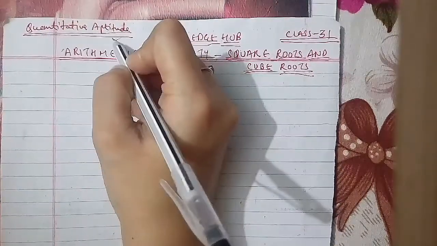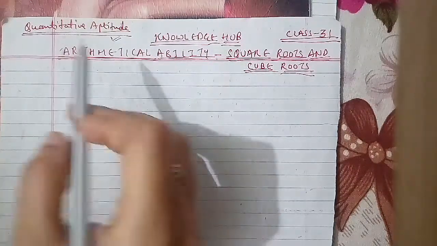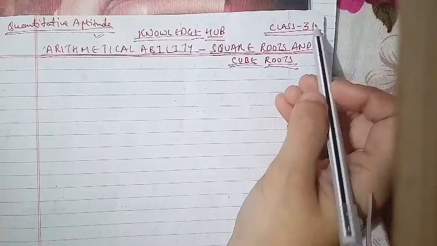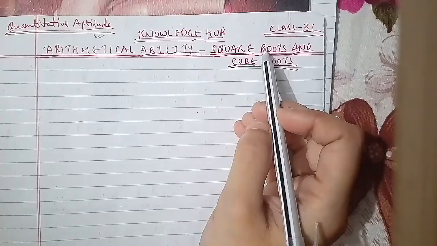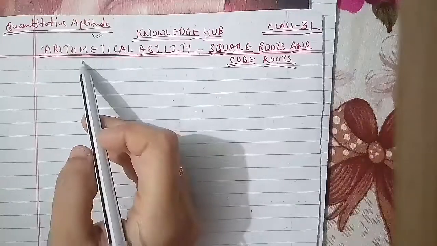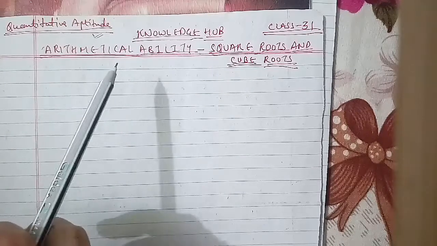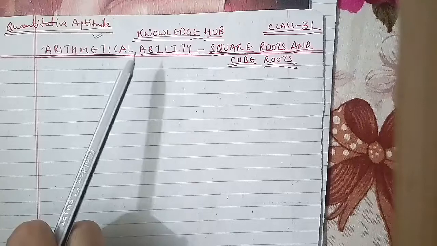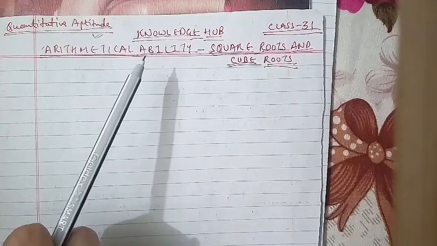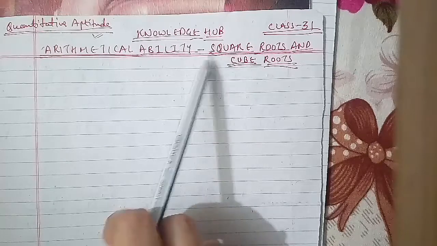Today we're going to start with your quantitative aptitude class, and that is also an important one in terms of competition. We had discussed the 30th class of quantitative aptitude, and this is your 31st class. Here we did the arithmetical ability, and we started with the first section of quantitative aptitude, where we completed operations on numbers, LCM and HCF of numbers, decimal fractions, and simplification, that is the fourth topic. This is the fifth topic which we have to cover, which is square roots and cube roots.